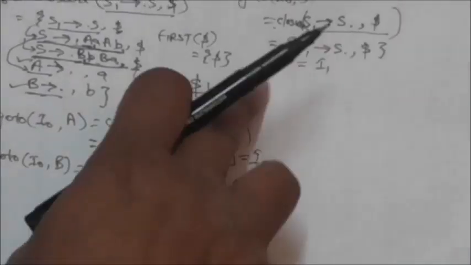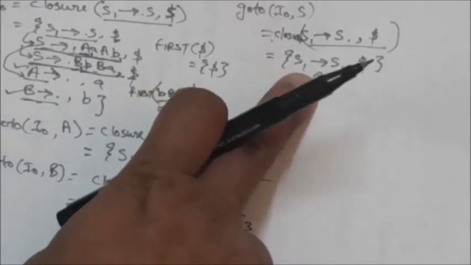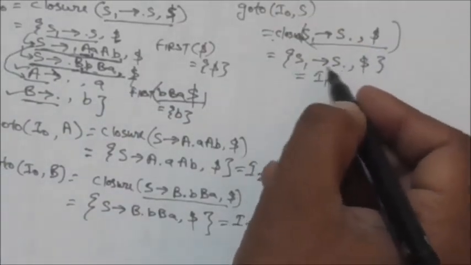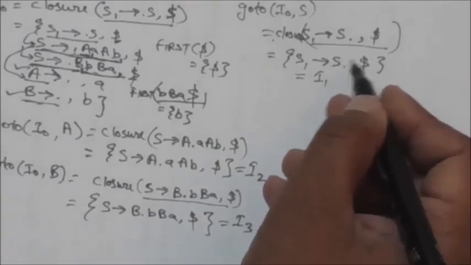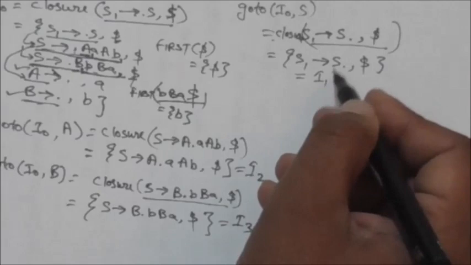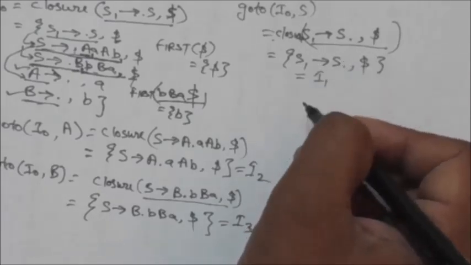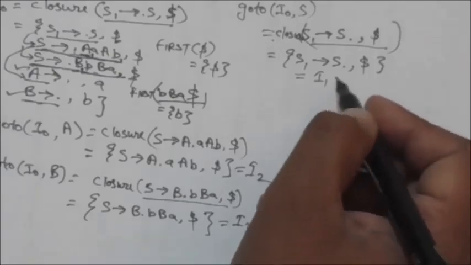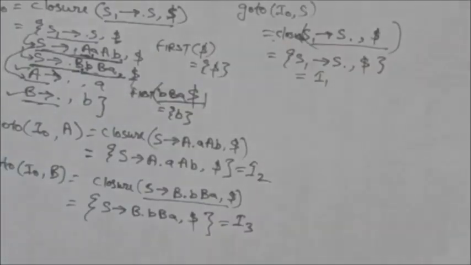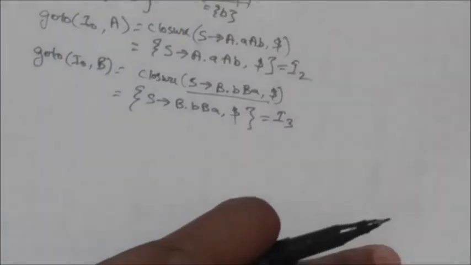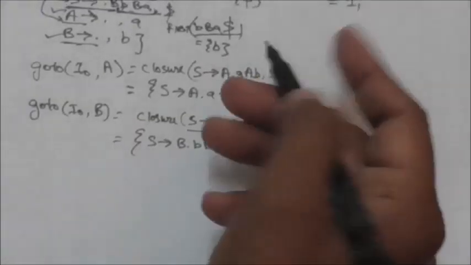Now we will find the transitions of state I1. See here, this is state I1, and it has only one item. Here you can see that in the items of state I1 the dot is not preceding any symbol, so we cannot find any more transitions of this state I1. So what I'll do is find the transitions of state I2.